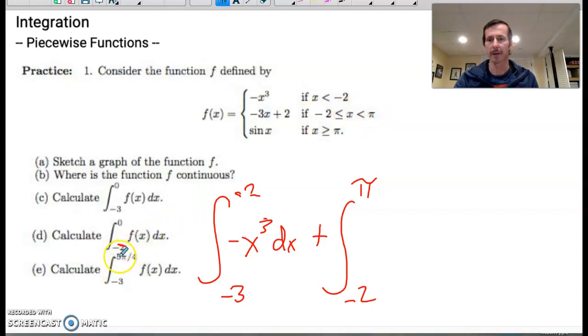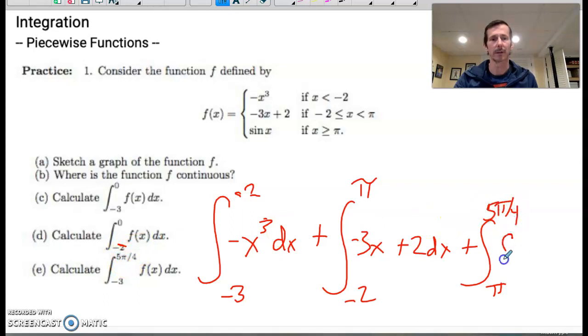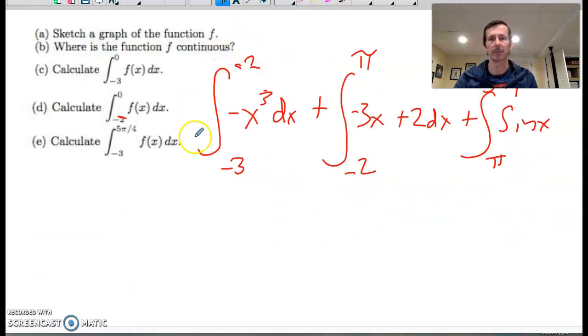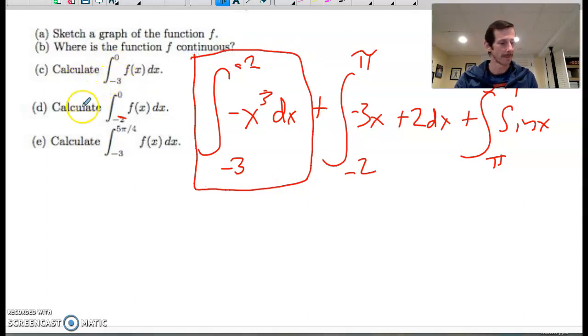Notice that 5 pi over 4 is bigger than pi, so I'm going to have to integrate -3x plus 2, and then I also have to add from pi up to where I'm ending, my end bound, which is 5 pi over 4, and I'm going to integrate sine x. So I'm going to steal my original answer from this, because I already did this back here on letter C, and that part I believe was 65/4. Go back and check my work.